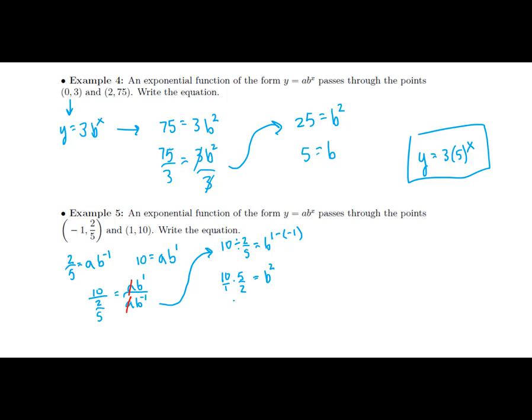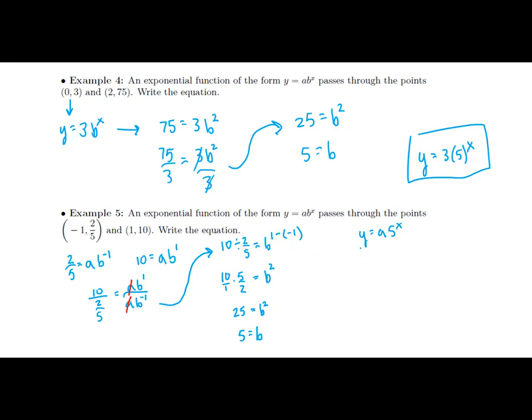So here, when we simplify that, we get 25 equals b squared. And so actually it's the same base as our previous problem. B must be 5. So what we can do is update what we know, right? I still don't know a, but now I at least know that b is 5.